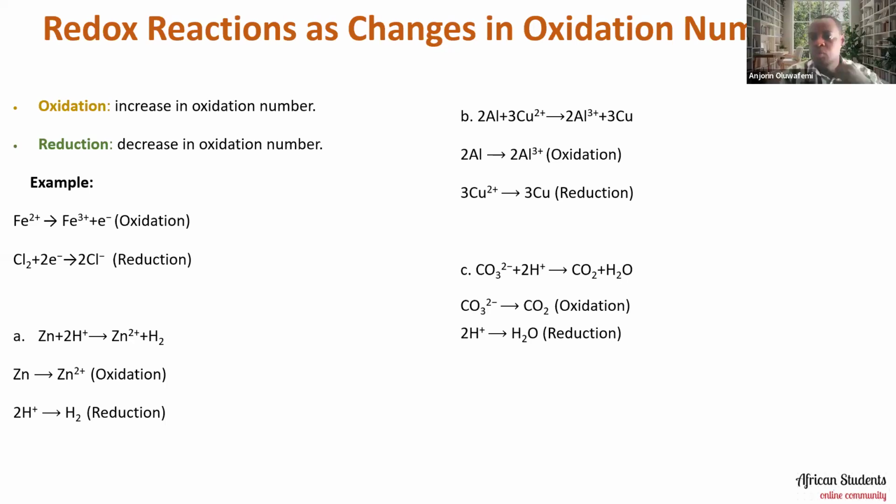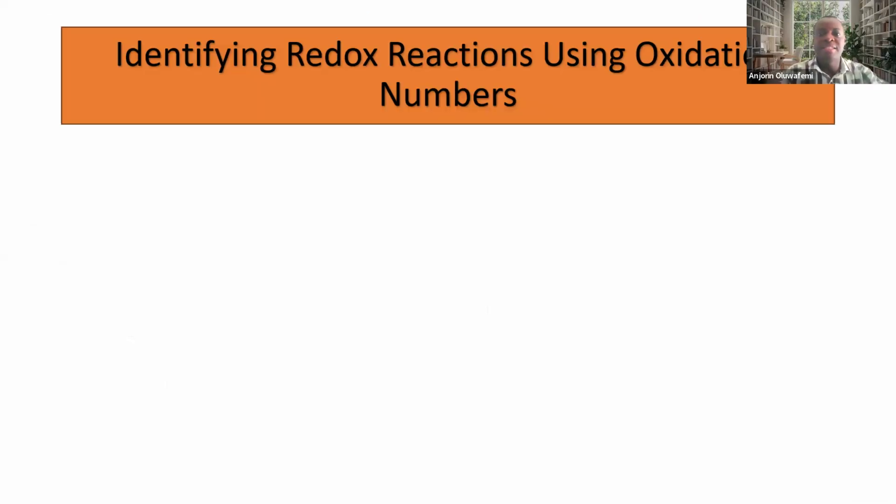So we can move on now to other things and look at identifying redox reactions using oxidation number. How do we identify redox reactions using oxidation number? Like we said, a redox reaction involves a change in oxidation number of one or more atoms.